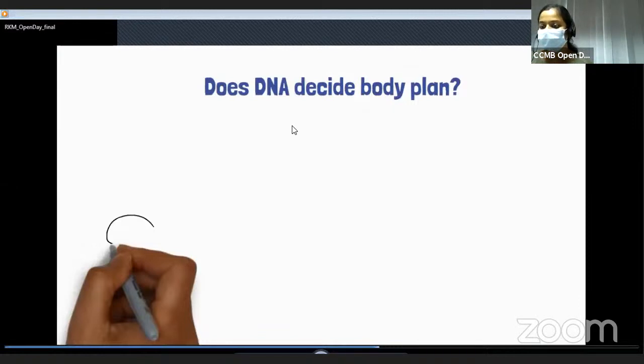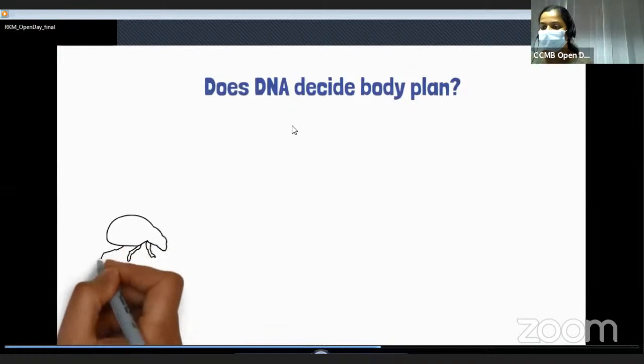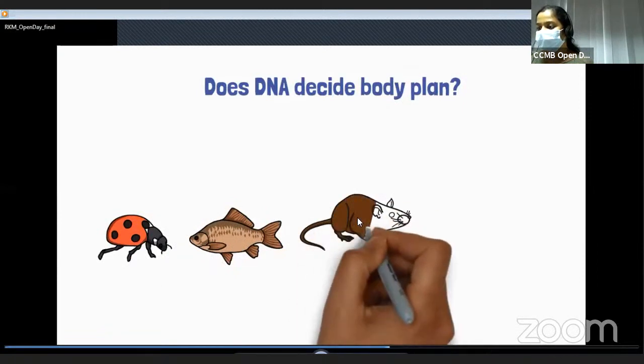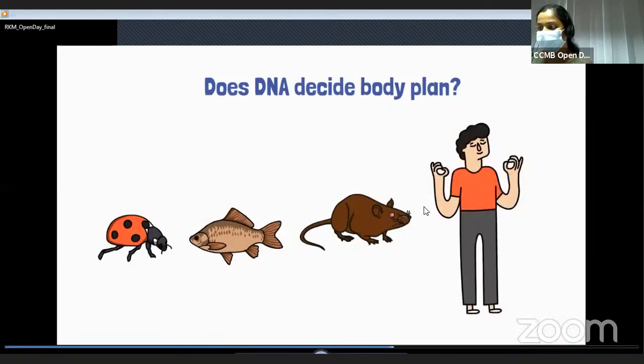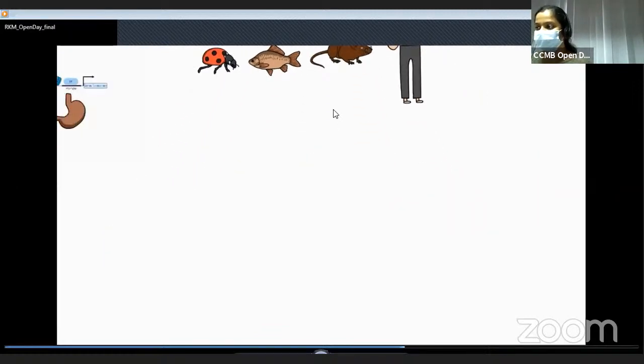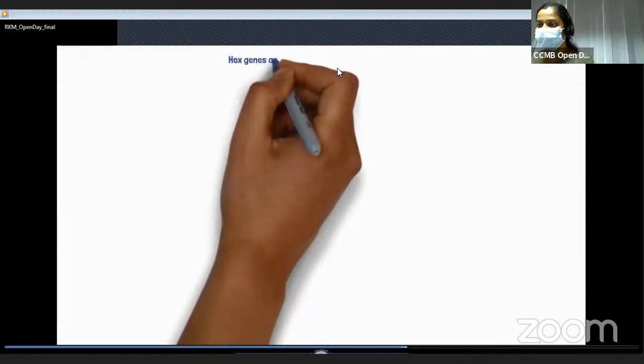We all saw how important DNA was in making organs like brain and stomach. Does DNA also decide the body plan? We know that from small insects, fish, or mouse to a complex organism like human, they all have a similar body pattern where they have a head followed by a trunk and then the abdomen. What do you think would be the body plan deciding factor? To understand this, we need to understand a family of genes called Hox genes.